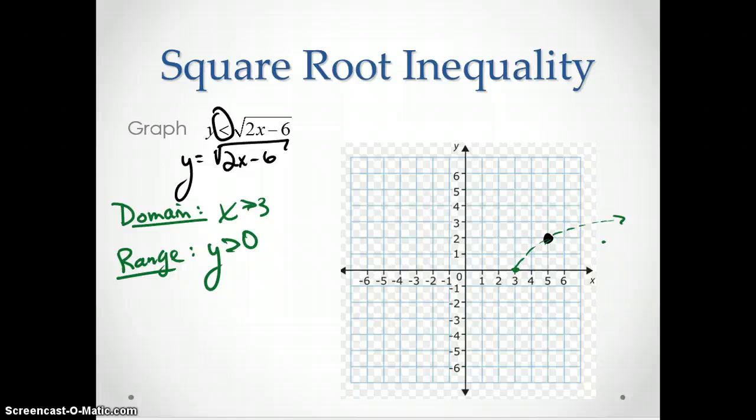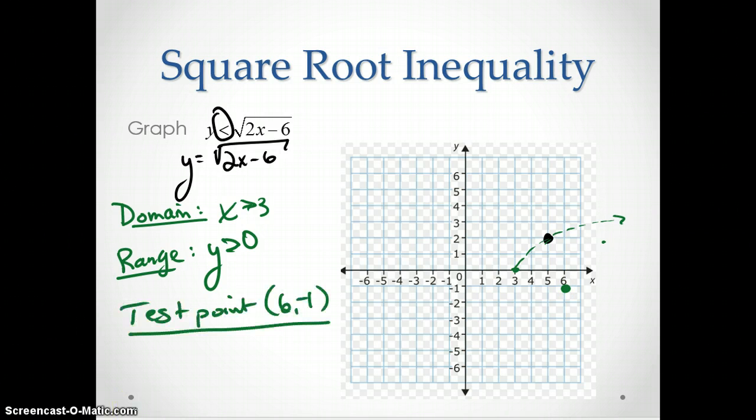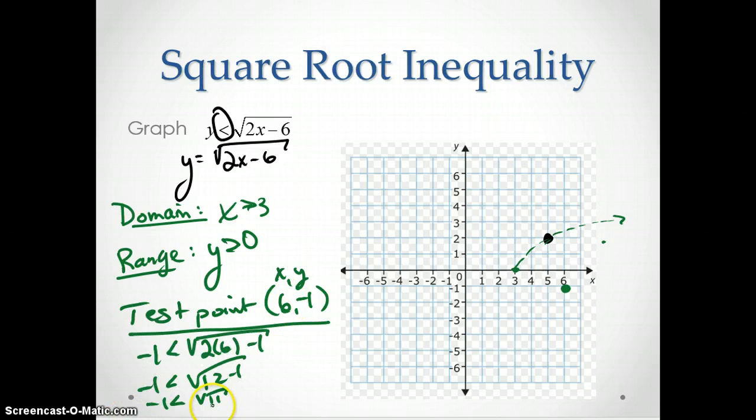And the next thing we're going to do is a test point that is not on this line. So I'm going to choose the test point 6, negative 1. I'm going to plug it into my original function using the x value of 6 and the y value of negative 1, and see if it creates a true statement or a false statement. When I work this problem down, I get negative 1 is greater than the square root of 11. Although I don't know what the square root of 11 is off the top of my head, I do know that it's going to be greater than negative 1 because it will be positive. So this tells me it's a true statement.